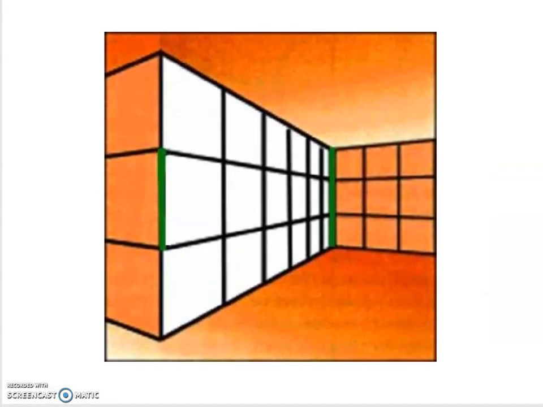Here, your brain automatically makes up that the green line here in the back is much taller than the green line here in the front, but it's not true. They're both the same size. It's just you have the perception because this green line is farther away, so it's got to be taller.